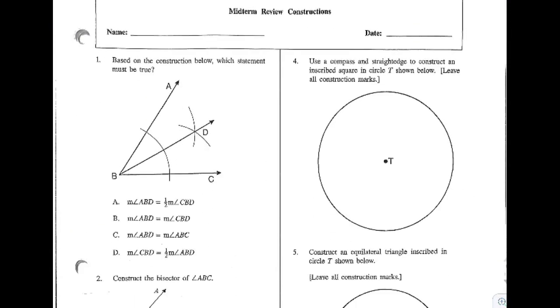So in number one, it already has the construction drawn for you. Somebody put the compass point here and drew an arc, and then from these two places here, they made these two arcs. It connected from the vertex through that intersection, and what that does is it divides the big angle into two congruent bisected angles. So based on that, which one of these statements is true?